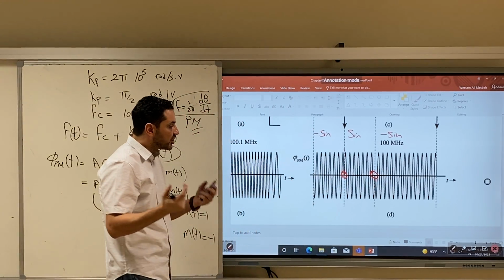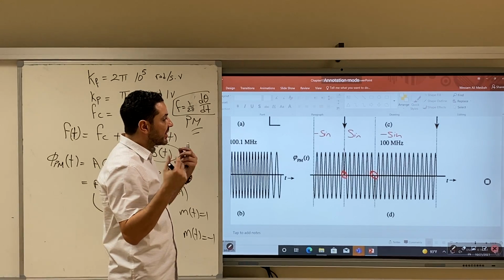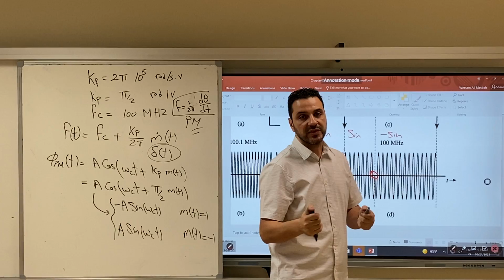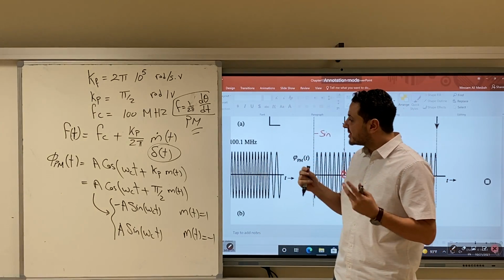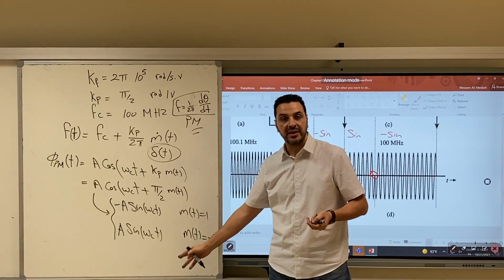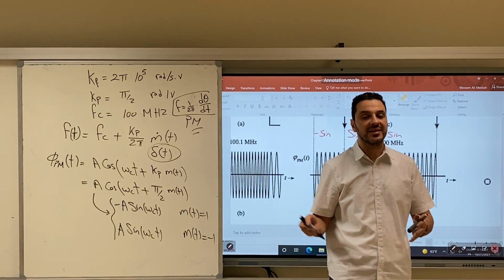So this is the explanation of this example and the explanation of why you got delta functions in the expression of the frequency. And as I always say, if you are confused about anything, go back to the basic equations and you will find that everything is clear.